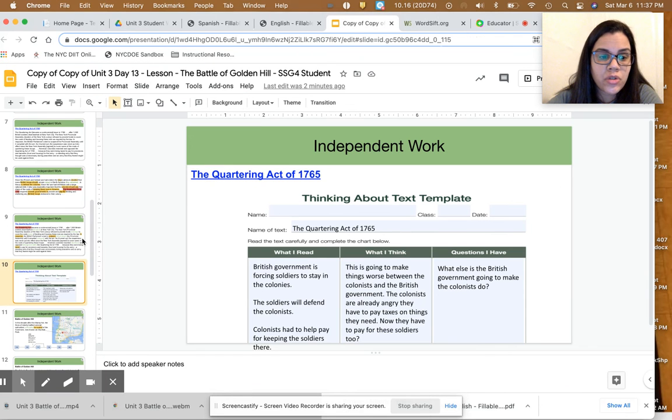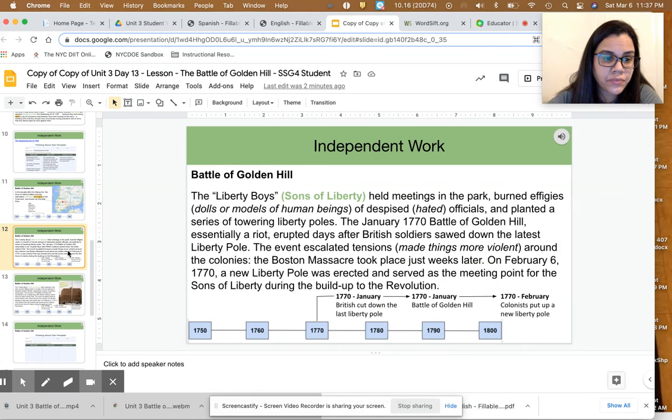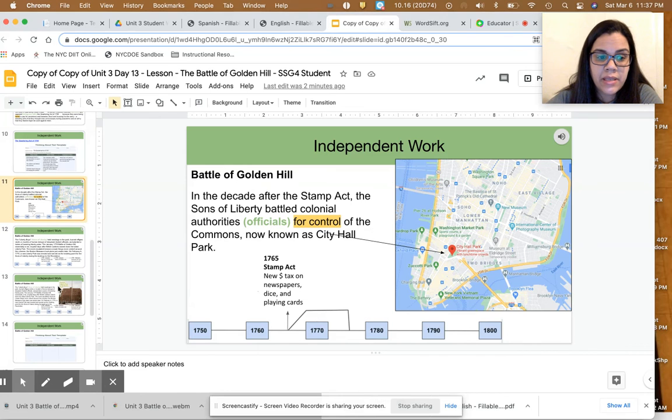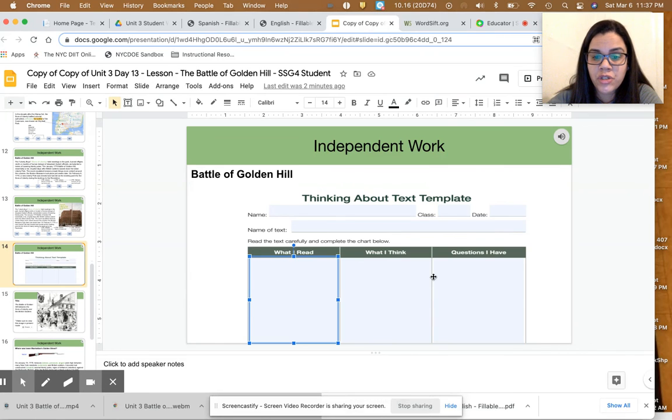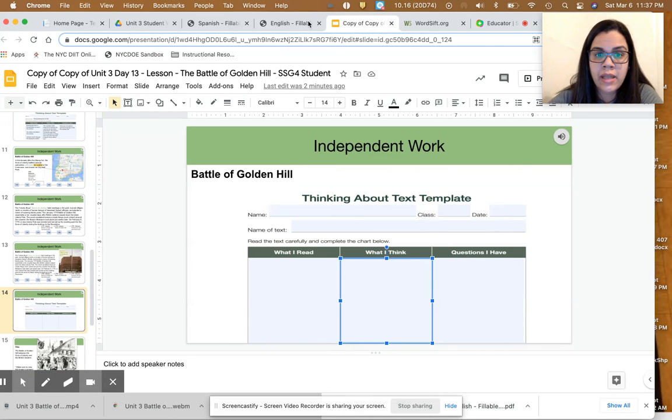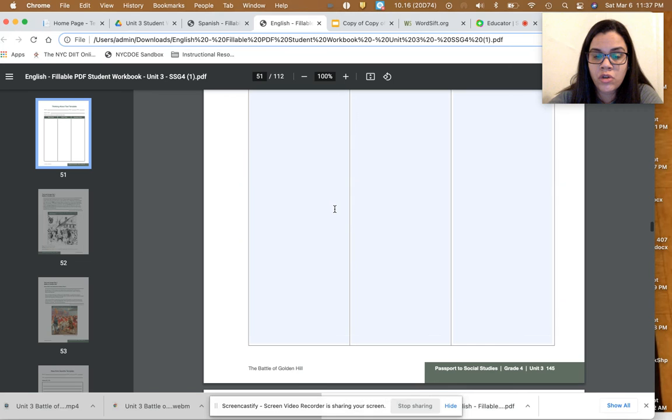And then I'd like you to do the same thing using these slides, the Battle of Golden Hill, right? So slide 11, 12, and 13, and you can add your notes here, right? What you read, what you think about what you read, what ideas you are having, and what questions you have. You can also read it and again, just add it to your notes on page 145.